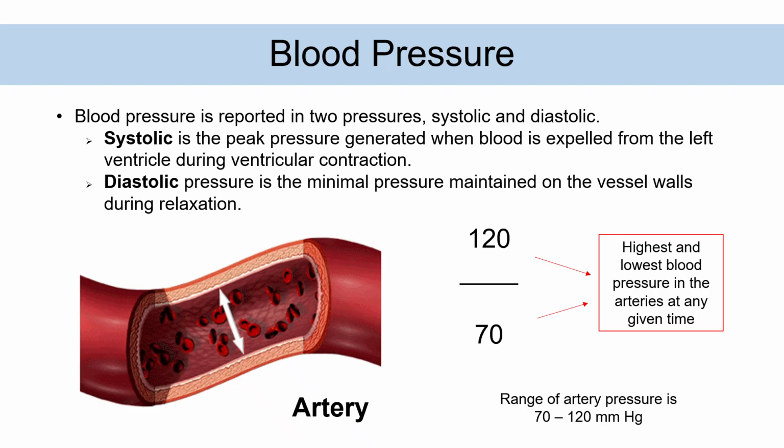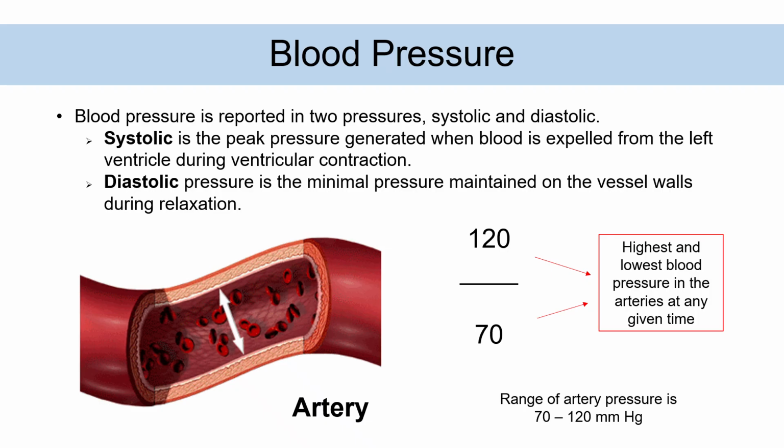So we're going to talk about these values, systolic and diastolic values, and what that actually means when you're reading a blood pressure. So the systolic value is the peak pressure generated when blood is expelled from the left ventricle during ventricular contraction. So here we have our heart filling with blood, the left ventricle. And when it squeezes, that blood is squeezed out through the aorta to the rest of the body. So during that squeeze, that force, that blood, when it hits the vessel wall, that is our systolic value.